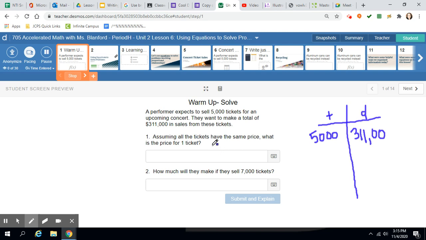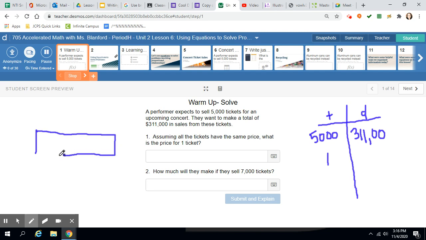So the first thing says, how much would one ticket be? I know that would be here on the table because this is tickets. Now I've got to figure out, and this is reminding me a lot of what we have been doing. So here's what I'm going to do, I'm going to show a bar model.